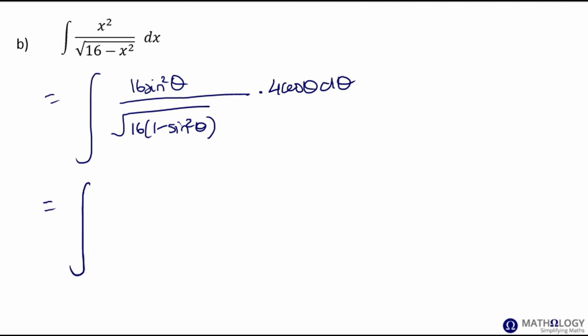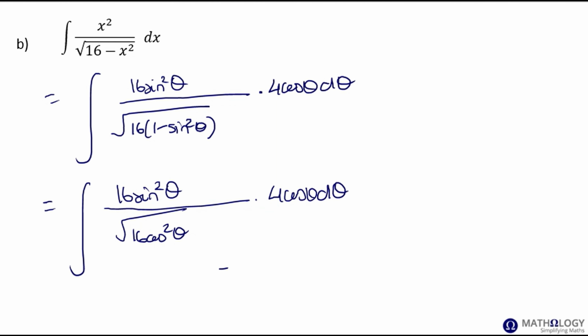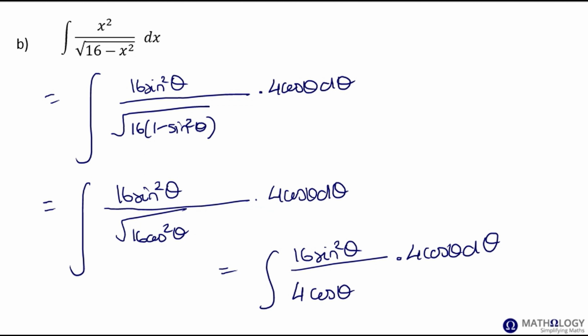That equals the integral of 16 sine squared theta over the square root of 16 cos squared theta, times 4 cos theta d theta, equals the integral of 16 sine squared theta over, the square root of 16 is 4. The square root of cos squared theta is cos theta, times 4 cos theta d theta. That cancels nicely. So we're left with the integral of 16 sine squared theta d theta.